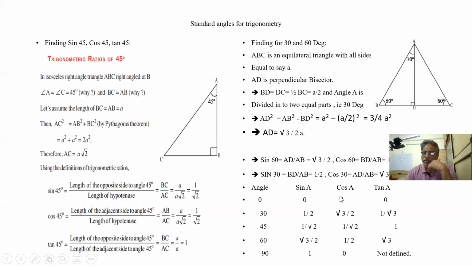So as the angle increases, cos reduces. You see, from 1, root 3 by 2 is less than 1, 1 by root 2 is less than root 3 by 2, 1 by 2 is less than 1 by root 2, and 0 is the least. It reduces because as theta increases, the adjacent side reduces.